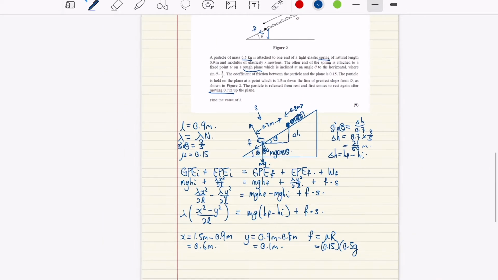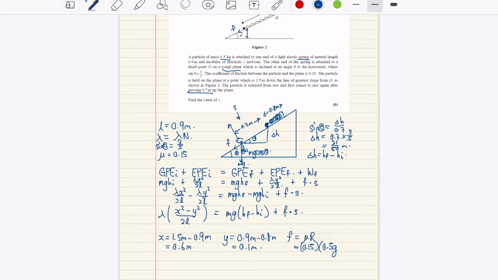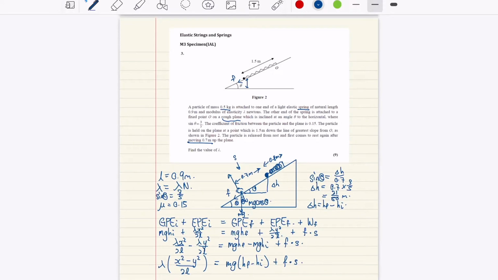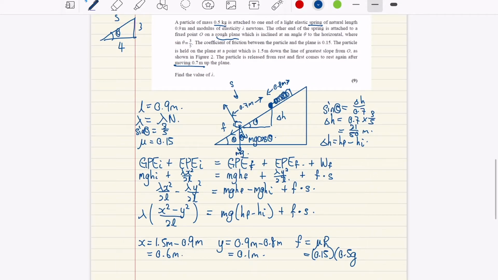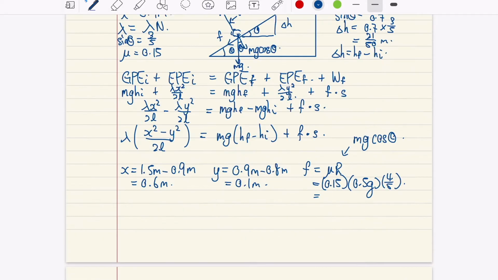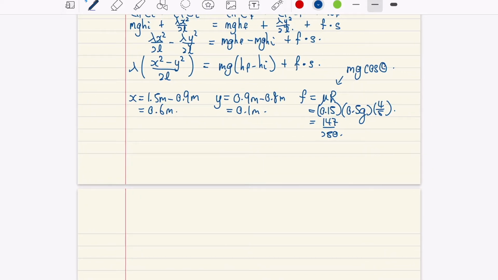Okay, so since we know sine theta is 3/5, right? By drawing the triangle and using Pythagoras' theorem, we know this is 4. So cos will be adjacent divided by the hypotenuse, so it will be 4/5. So here I will mention it again. The R is mg cos theta. It will be equal to 147/250. So we have all the information now.